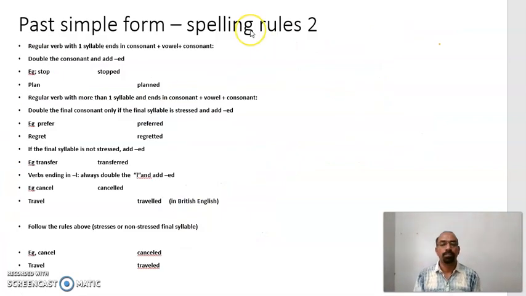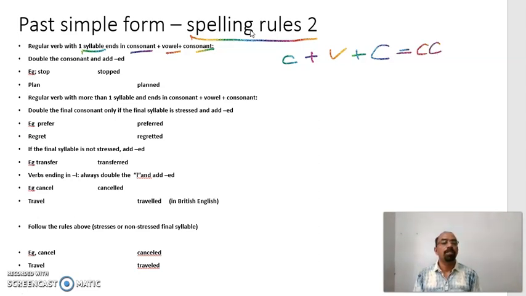Let us check spelling rule 2. It is with a regular verb that is a one syllable verb, that ends with a consonant, vowel and consonant. Consonant plus vowel plus consonant. Then double the consonant and add ed. That is the rule. Look at the example. Stop, stopped.